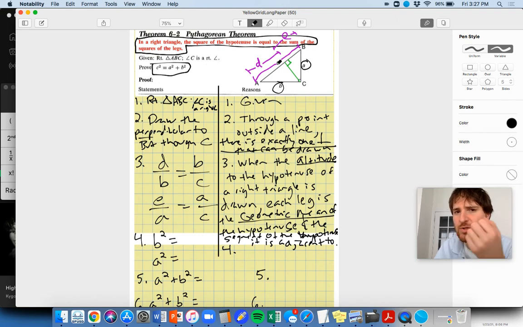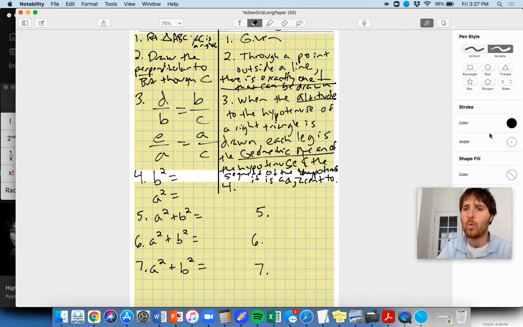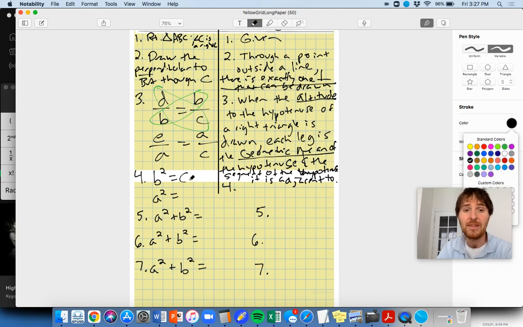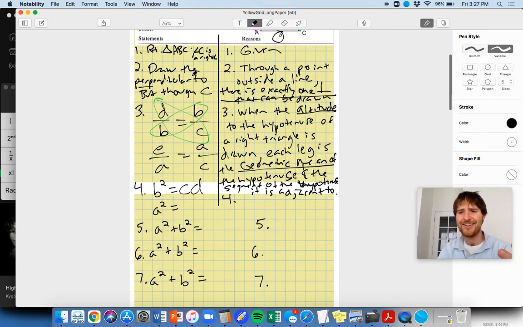B squared plus A squared equals C squared. That's what we want to prove. So now we can talk about B squared. Check it out. Up here in this proportion, what do we do if we cross multiply? B times B is B squared. D times C is CD. So if I know that this is true, which I do from step 3, it all strings together. It's all connected.